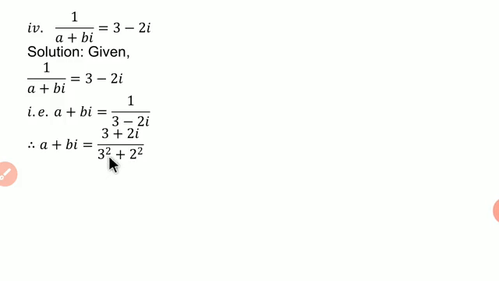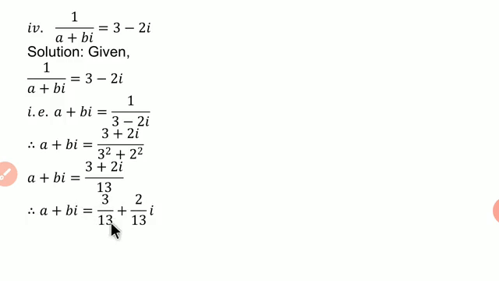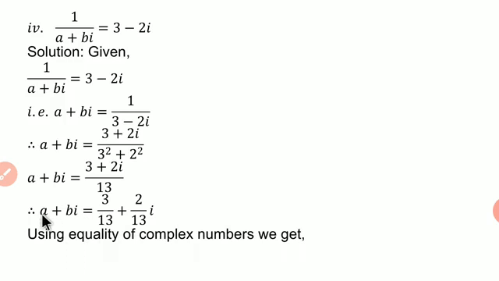Now 3 square is 9, 2 square is 4, so 9 plus 4 is 13, and therefore we get a plus bi is equal to 3 plus 2i upon 13. If we separate here the real and imaginary part, we get a plus bi is equal to 3 upon 13 plus 2 upon 13 i. Now since both the complex numbers are equal, so again using the equality of complex numbers, compare their imaginary and real part, we get value of a is 3 upon 13 and value of b is 2 upon 13.